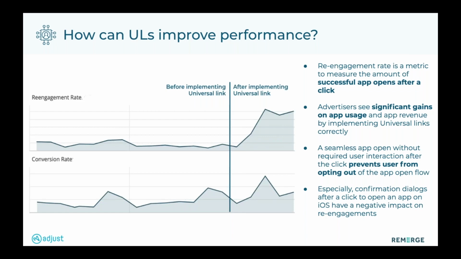What we typically then explain is that a properly implemented universal link doesn't provide any possibility for a user who clicks on a link to opt out of that app open flow. So there is no pop-up dialog asking for confirmation. There is no redirect into the App Store. It leads seamlessly into the app, giving the user a very good experience, and obviously also results in an immediate session event, which you can track as a successful app open afterwards.